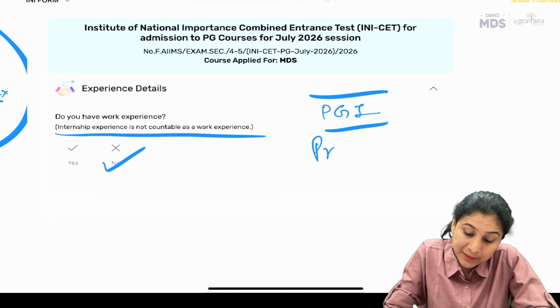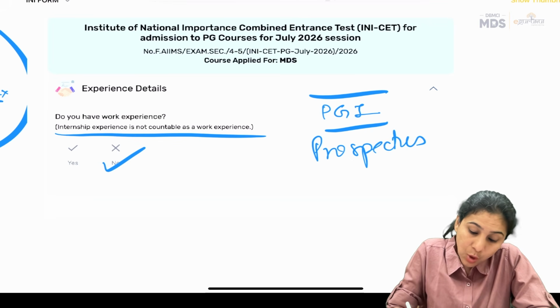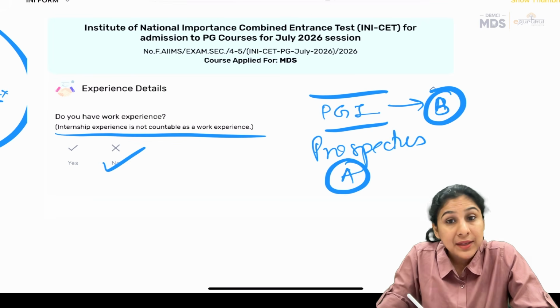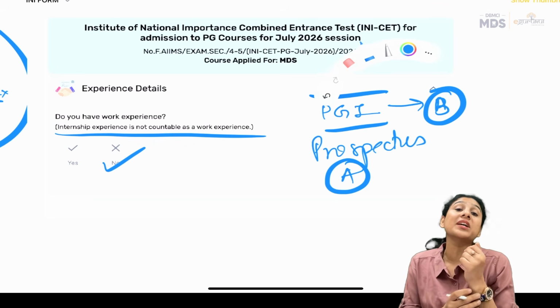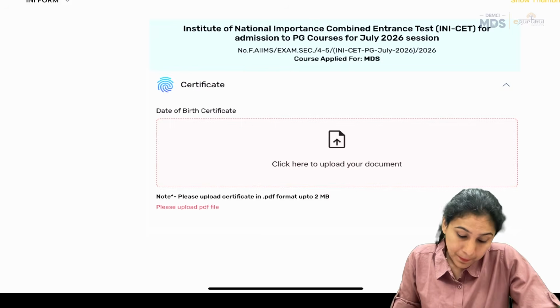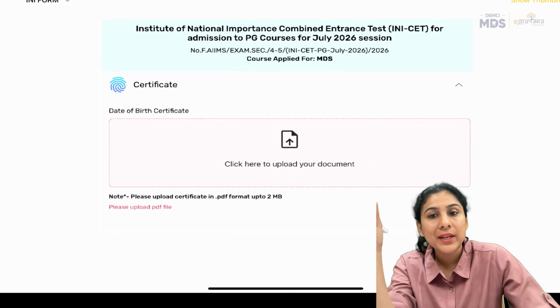Please read the prospectus of part A and the prospectus of PGI Chandigarh part B, right? And then you will get the details of what work experience is counted and what work experience is not counted. All right. This is something new which was not there till last time.